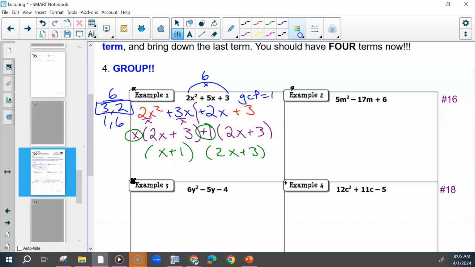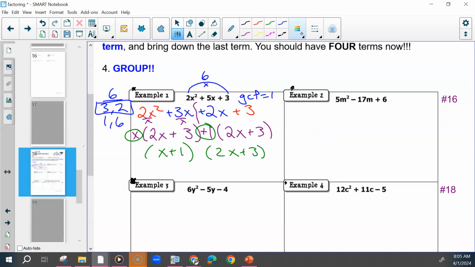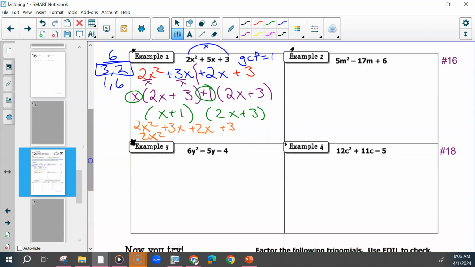And then to check yourself, you could distribute this back out, and you should get this. So I'm going to do that really quickly off to the side. Do you have to write that? No. So if I were to distribute this back out, x times 2x is what? 2x squared. X times 3, 1 times 2x, and 1 times 3. And then if I combine my like terms, we get that same thing.